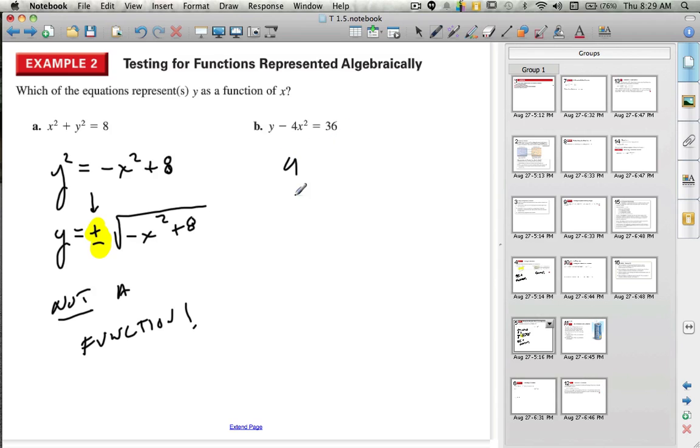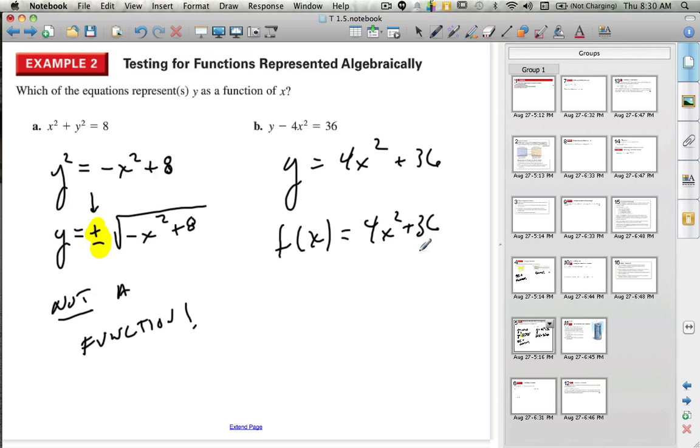Over here, if I put this into a standard form for a function, meaning y equals. By the way, we also have function notation. This and this are the same. This is standard notation. This is function notation. Now you notice that for any value of x that I plug in, I'm going to get one specific value out for y. Nothing's going to happen when I plug in a value of x that would create 2 different y values. So this is a function.